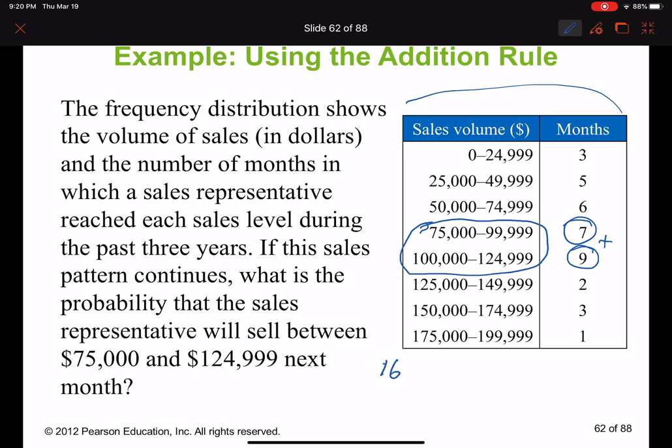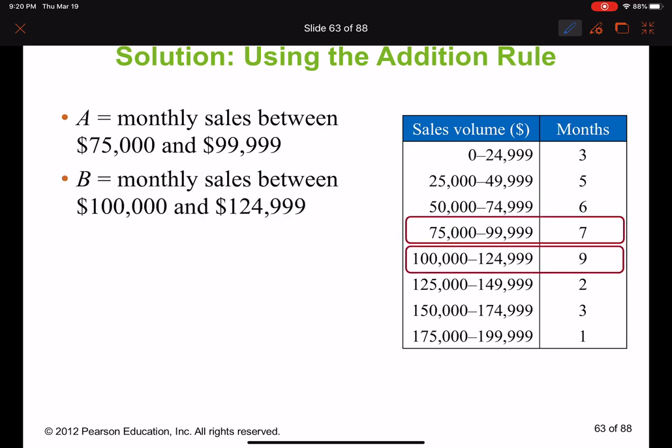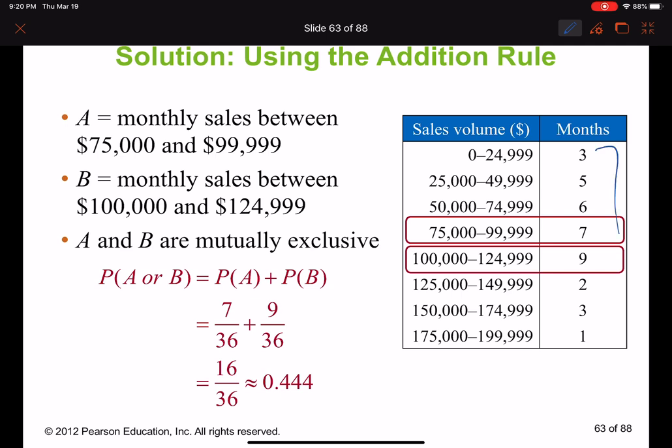Out of how many total? If you add all these months together, let's see. Total is going to be 36. If you add all of them up, it's going to be 36. So 16 over 36 is going to be 0.4444, which is approximately 44.4%. Okay? 44.4%. So that's pretty much it for this one.